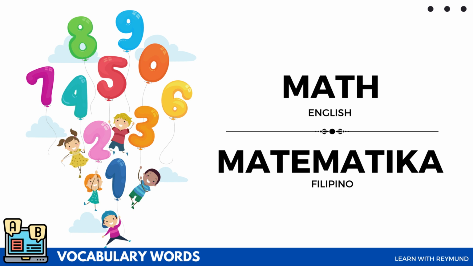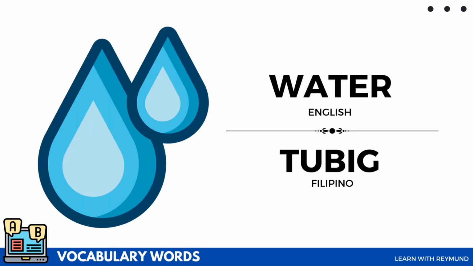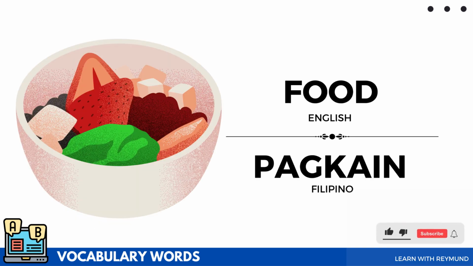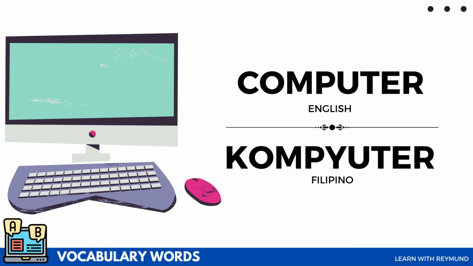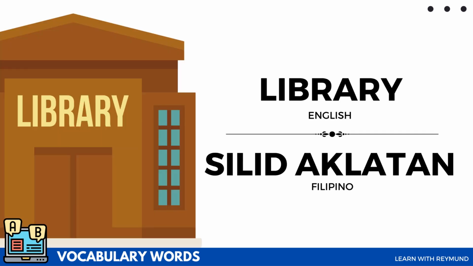Math, mathematics, matematika. It's your water in English, while in Filipino, it's tubig. Water, tubig. In English, it's your food, while in Filipino, it's pagkain. Food, pagkain. In English, it's computer, while in Filipino, it's a computer. Computer. In English, it's a library, while in Filipino, it can be a silid-aklatan or also a library.